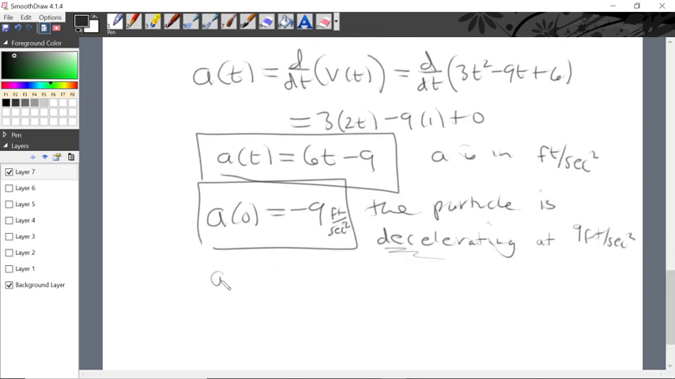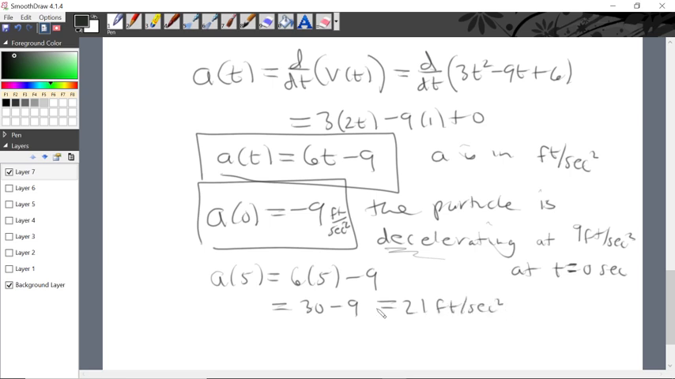All right, let's continue here. What is a of 5 going to be? A of 5 would be 6 times 5 minus 9. Okay, the particle is decelerating at 9 feet per second squared at t equals 0 seconds, so I'll complete that statement. A of 5, 6 times 5 minus 9, is equal to 30 minus 9, which is 21 feet per second squared. Okay, so that's our A of 5.